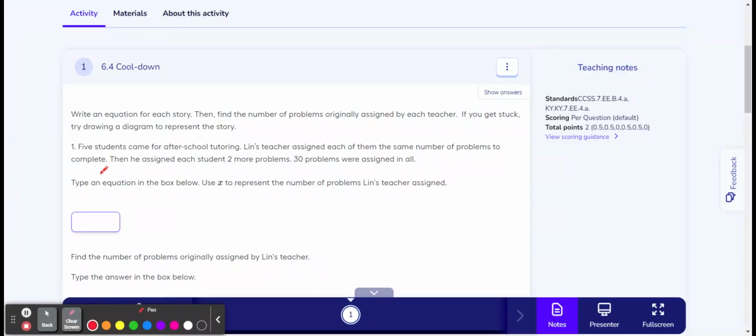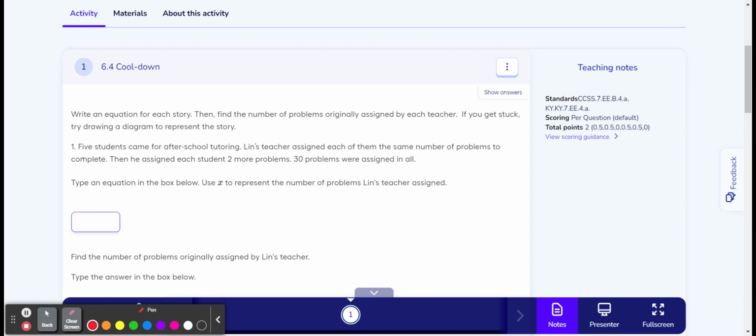All right, so I'm just going to go over this cool down from yesterday quickly. We're going to write an equation for each story, then find the number of problems originally assigned by the teacher. Basically, we're going to write the equation and then solve it. If you get stuck, we're going to draw a tape diagram, so I am going to draw the tape diagram for you as well.